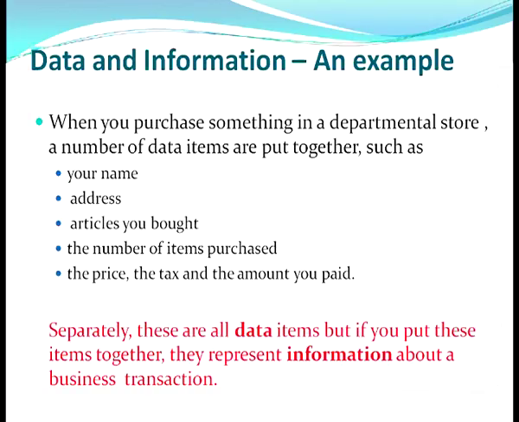Let us consider this example. When you purchase something, you go to a shop, you purchase something in a departmental store, a number of data items are put together. For example, your name will be asked, your address, the articles that you have bought, the number of items purchased, their prices, the taxes, the total amount you paid. So, separately, each of these items is data. But when we put everything together, this information is the processed result. The entire payment bill that you get is the information and it is the output of the data processing. This is what we will be discussing in this chapter later.